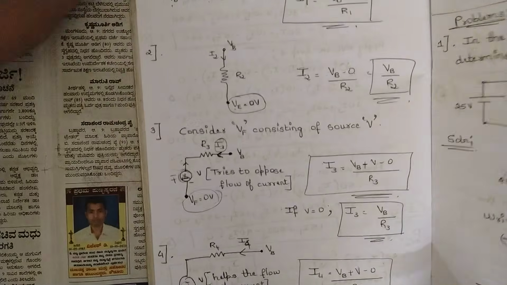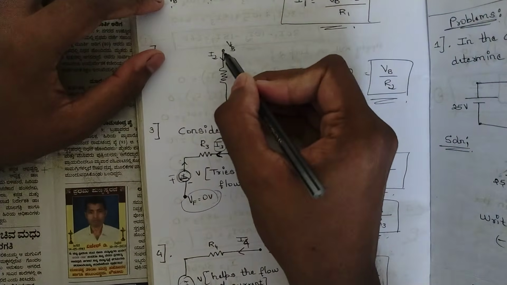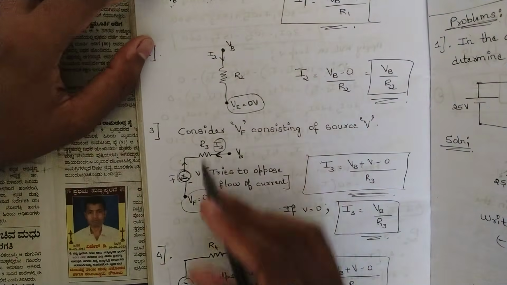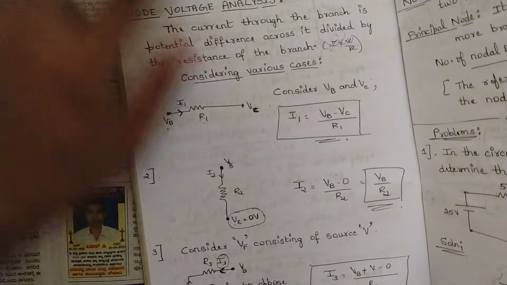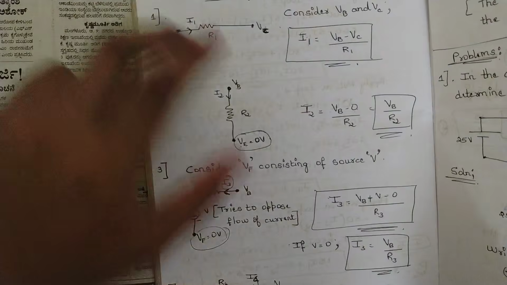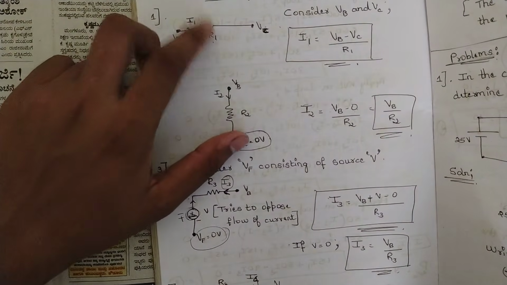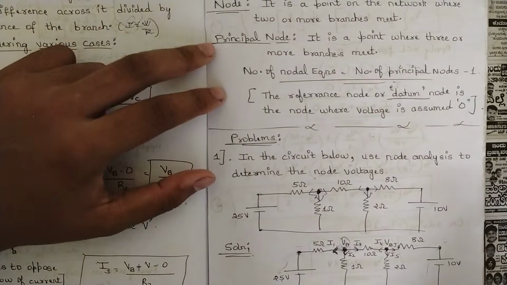Like this, if we have the branches like this, and these points are represented as nodes. In order to find the current through those branches of nodes, we should use the condition I equals V by R, where from one node to the second node we subtract the voltages and then divide by the resistance. So these are some of the general examples.